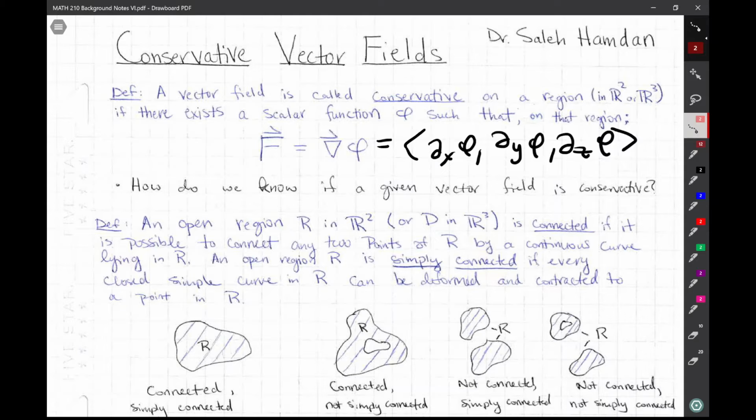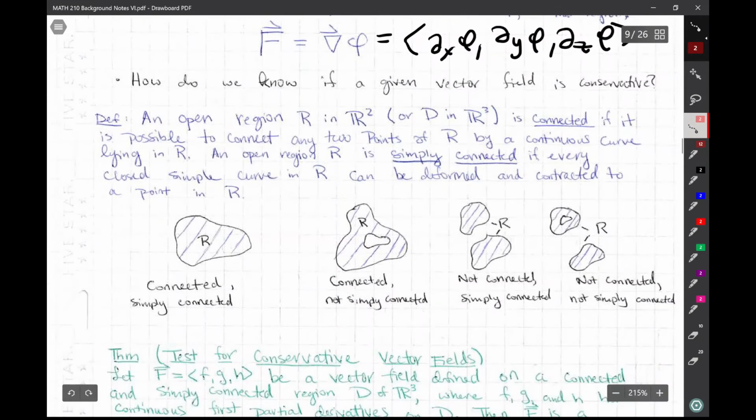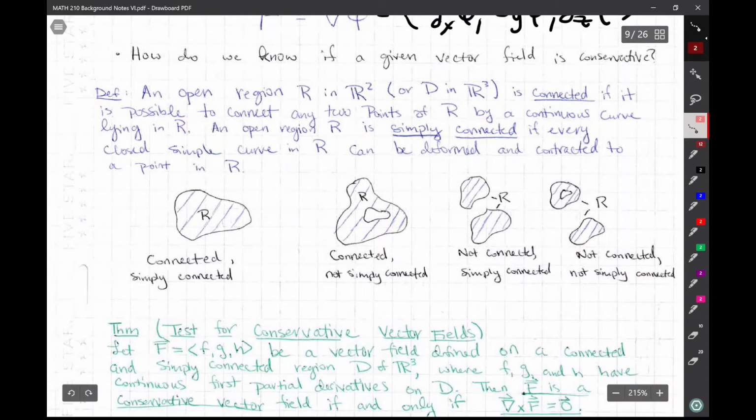Okay, so you're given a vector field and you want to know if it's conservative. How do you do that? Before we jump into that, we need some definitions of special types of regions. A region is called connected if you could connect any 2 points in R, at least in the simple sense of what we're using. And it's called simply connected if every closed simple curve in R can be deformed and contracted to a point in R. Okay, and let's just take a closer look at that.